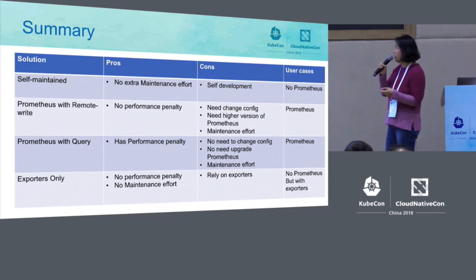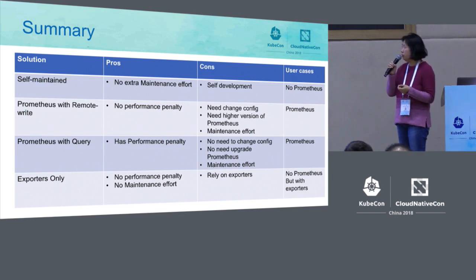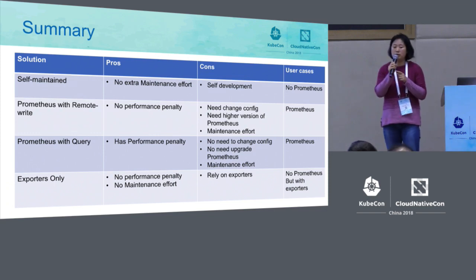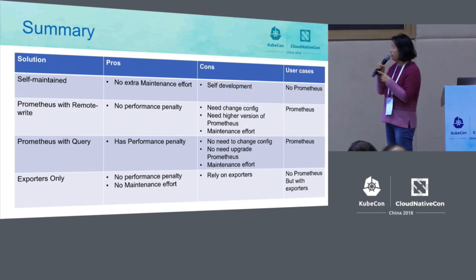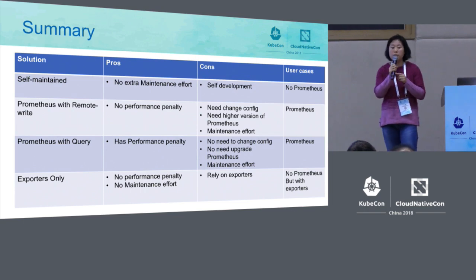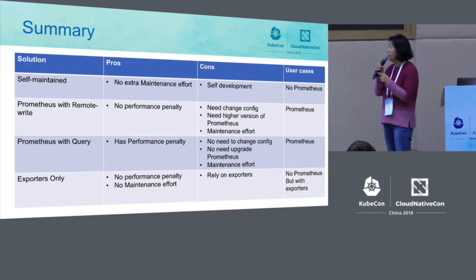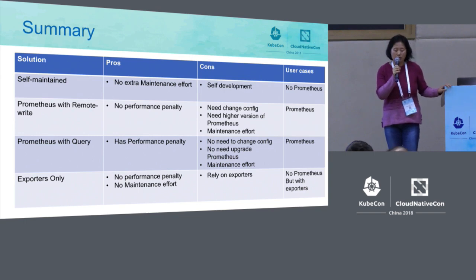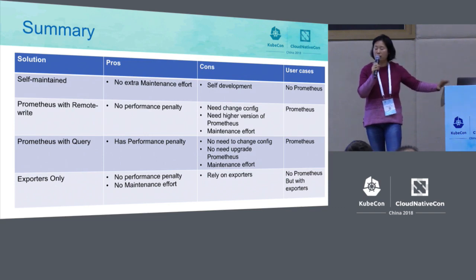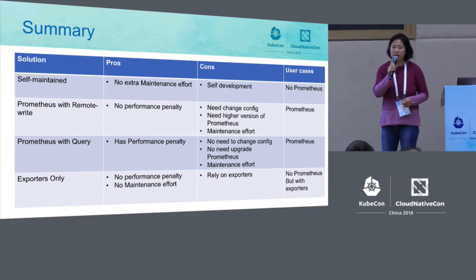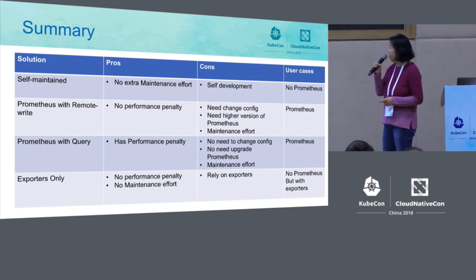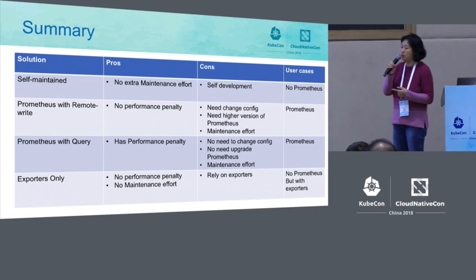And the second solution is Prometheus with remote write. If your team has Prometheus, and if you select this solution, there is no impact on performance, but the con is you need to change the configuration because you need to enable the Prometheus remote write. The remote write community feature was only recently stable, and now we think that it has been very stable. So lots of versions of Prometheus are very low, and we need to upgrade. And you also need to maintain your Prometheus, so it generates cost. And the use case relates to Prometheus.